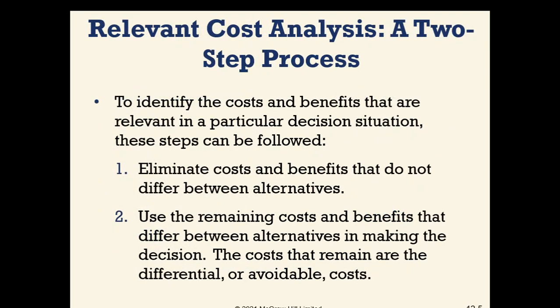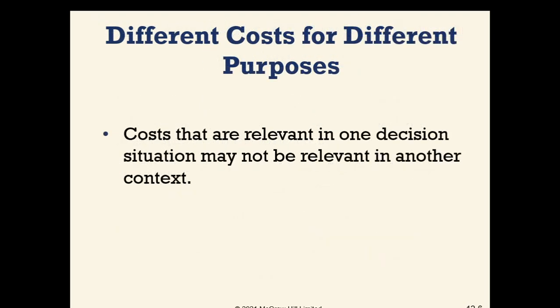To identify the costs and benefits that are relevant in a particular decision situation, we follow a specific set of steps. We eliminate costs and benefits that do not differ between alternatives. So if they stay the same between option 1 and option 2, then we don't worry about them. They are not part of the decision-making process. We use the remaining costs and benefits that differ between alternatives in making the decision. The costs that remain are those that are differential or avoidable costs. Costs that are relevant in one decision situation may not be relevant in another context, so each individual situation needs to be analyzed separately.